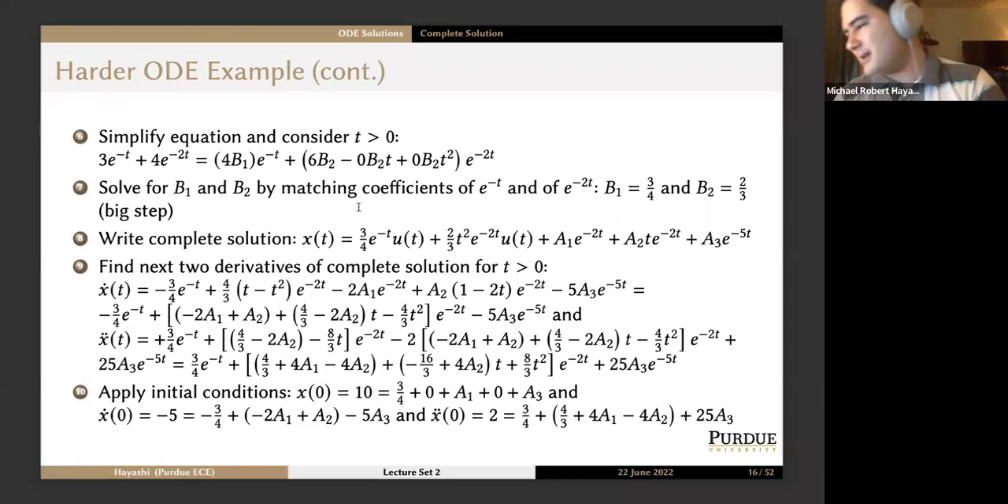So we simplify the equation and consider t greater than 0. We get this, and notice, oh my god, everything canceled. That was a multiple of t or t squared. So we solve for b1 and b2 by matching coefficients.